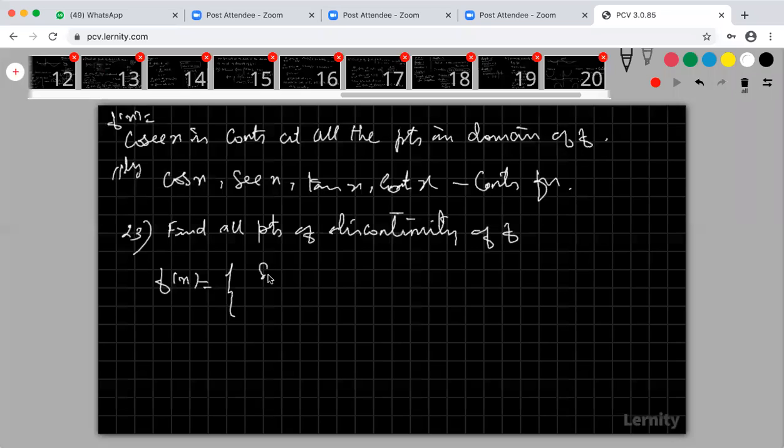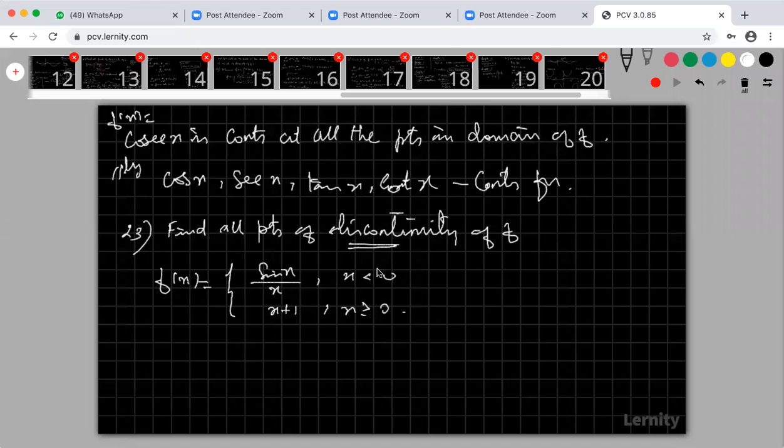My f of x is sin x by x for x less than 0, and x plus 1 for x greater than or equal to 0. Is this function continuous or not? That means find the discontinuity point. Find the discontinuity of the function.